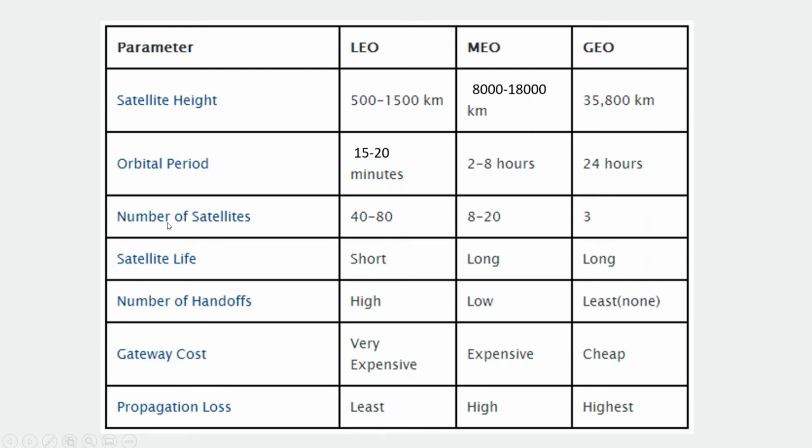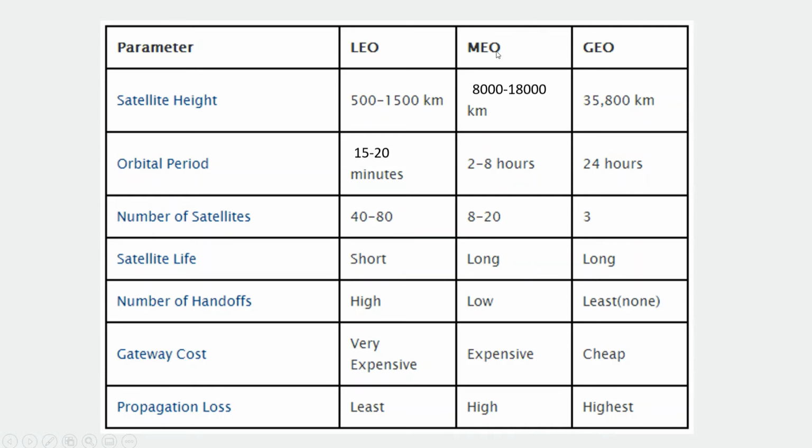And the number of satellites required to give coverage to the whole Earth, in the case of LEO, is 40 to 80 satellites. As this is very near to the Earth, it has a very low coverage, a low footprint. So this requires a network of satellites to give communication coverage to the whole Earth. So this requires many antennas, many satellites, approximately 40 to 80 satellites based on the application.